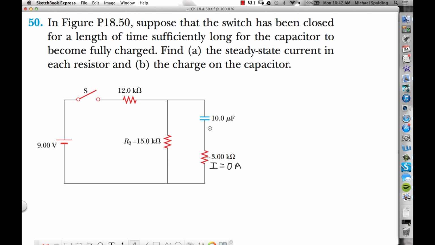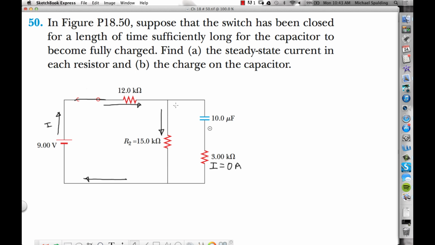Okay, so, oh, and then this switch. A switch, it's just an easy way to turn a circuit on and off. So they're telling us here the switch has been closed. So really, it's just like that, okay? So the current comes out of the battery, goes like this, comes back around again with no current over there, okay?